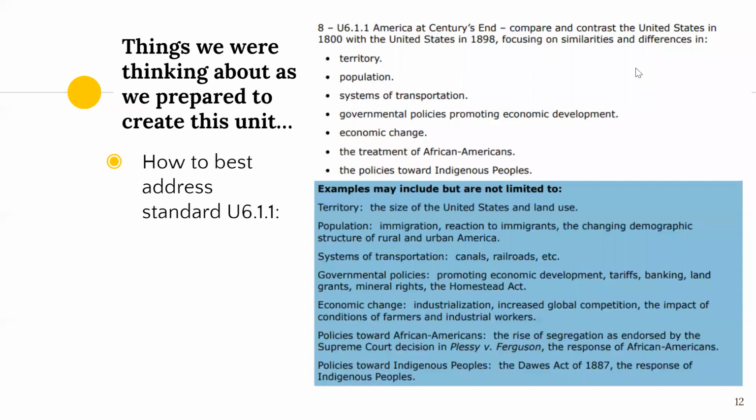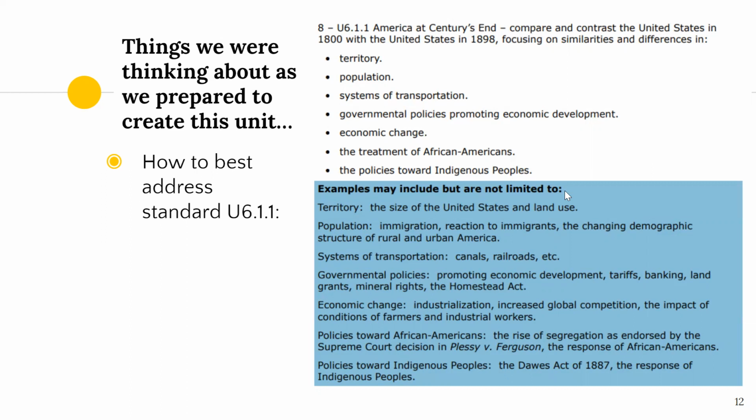So some things we were thinking about as we prepared to create this unit. First and foremost on our mind was this standard. So standard U 6.1.1 in 8th grade is a pretty big one. As you're looking at it, you'll notice it asks students to compare and contrast the United States in 1800 with the United States in 1898, focusing on similarities and differences in each of these different areas.